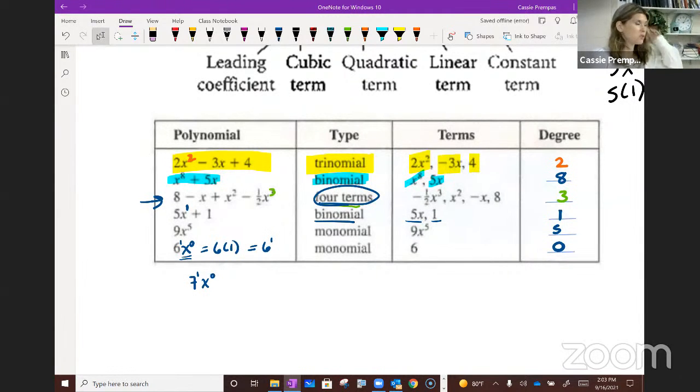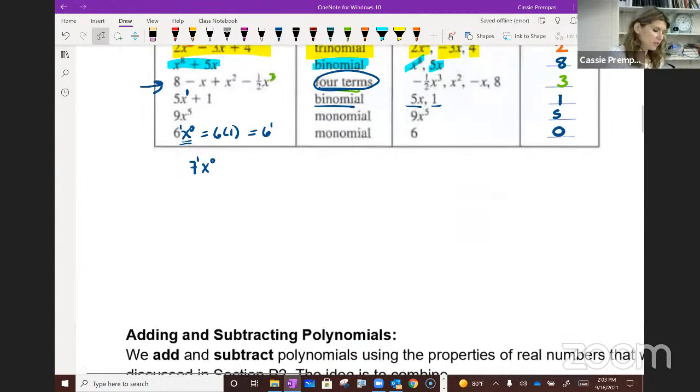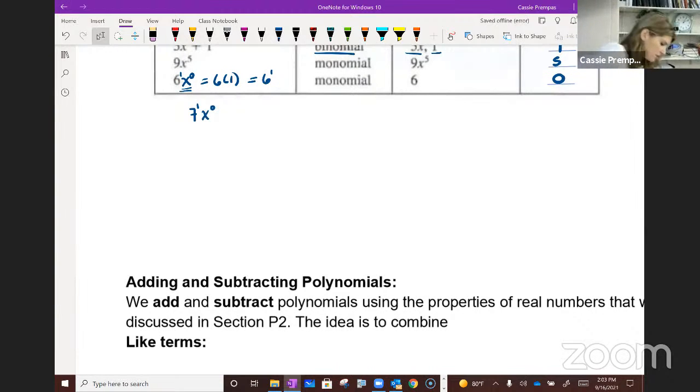Algebra 1, you probably learned it. Basically, the exponent of a constant is zero. Yes, but the exponent of a variable is one, right. All right, guys, you have such good questions.